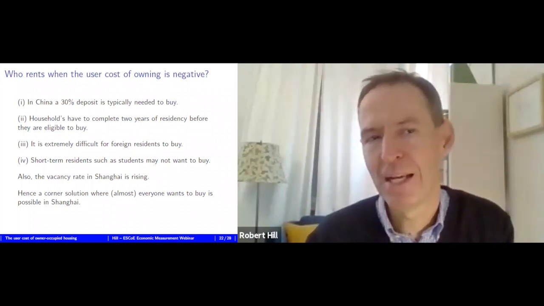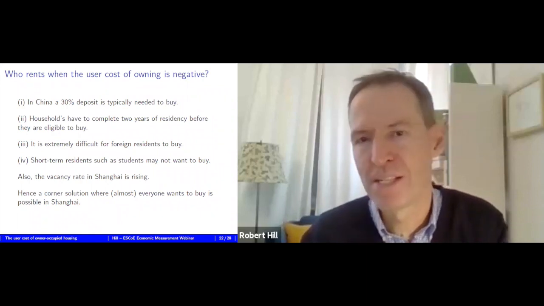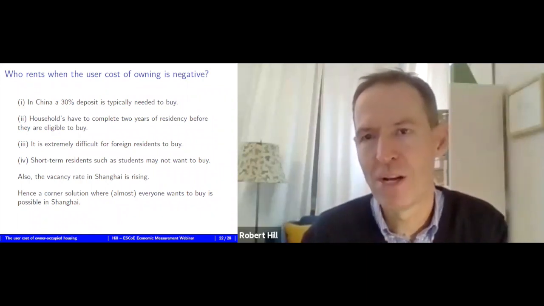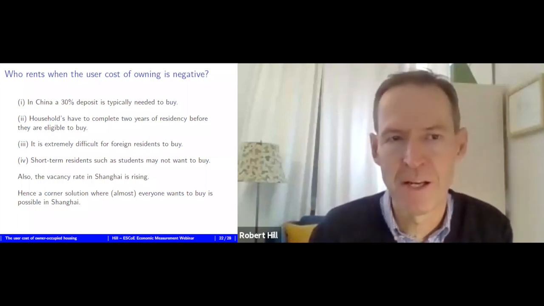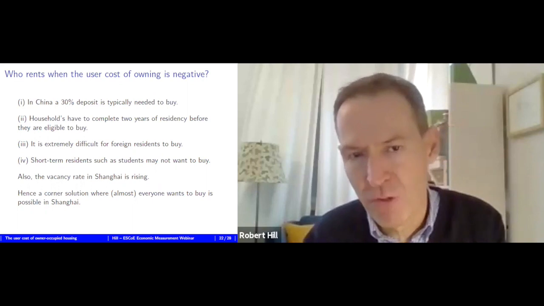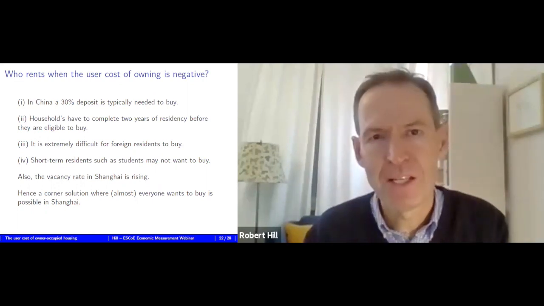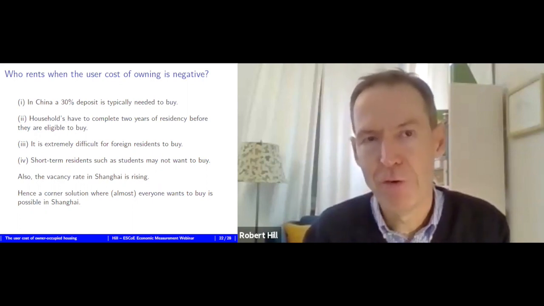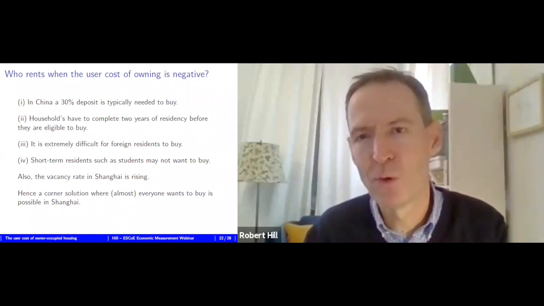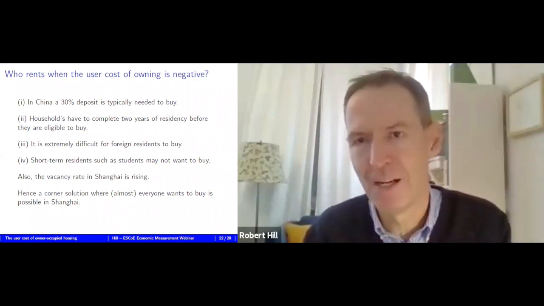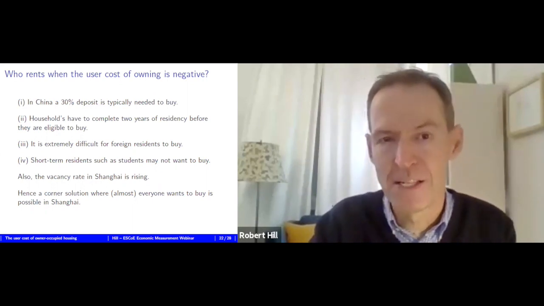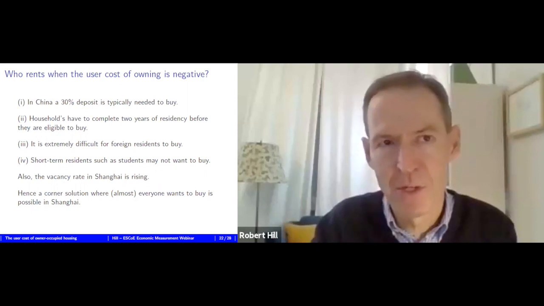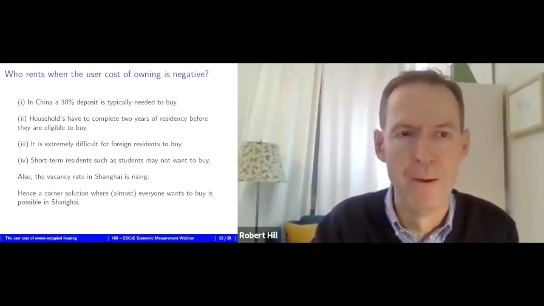And then you also have categories like short-term visiting students and other visitors who wouldn't want to buy and incur the transaction costs if they're only going to be there for a short period of time. And on top of that, the vacancy rate is rising in Shanghai. So hence we would argue that the corner solution is feasible here in Shanghai. Not only feasible, we think that's actually what's happening. Everyone wants to buy, but there are a significant number of households who are forced to rent for one reason or another, and so there is still a rental market. The rental market doesn't completely disappear. In fact, it's quite a big rental market because these groups add up to a lot of people.